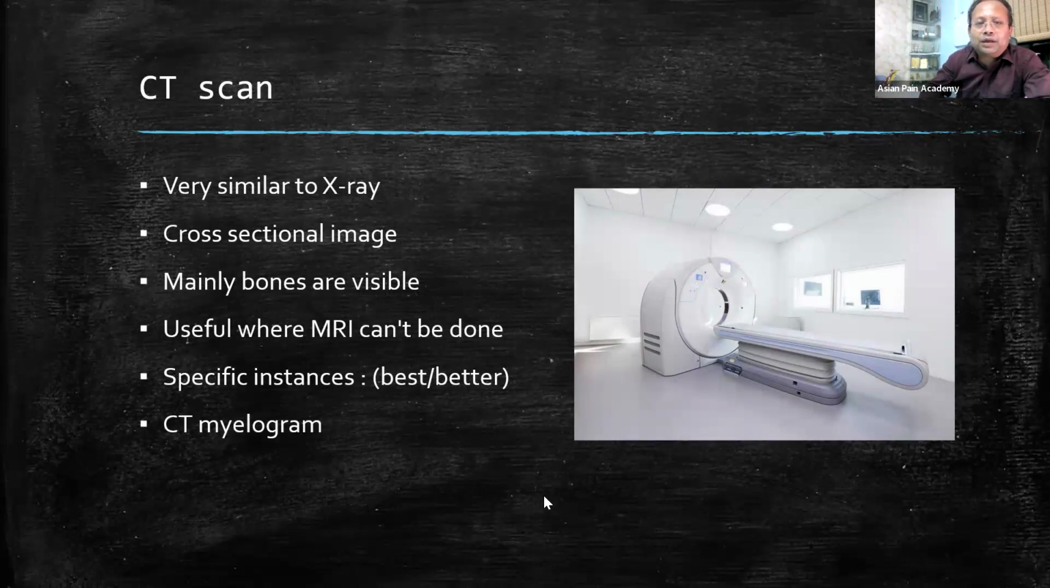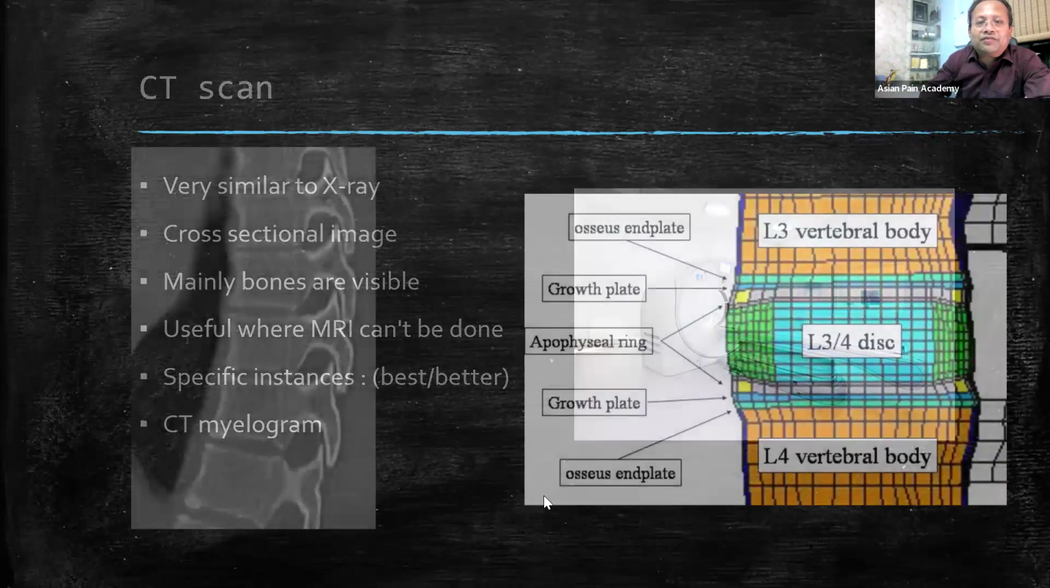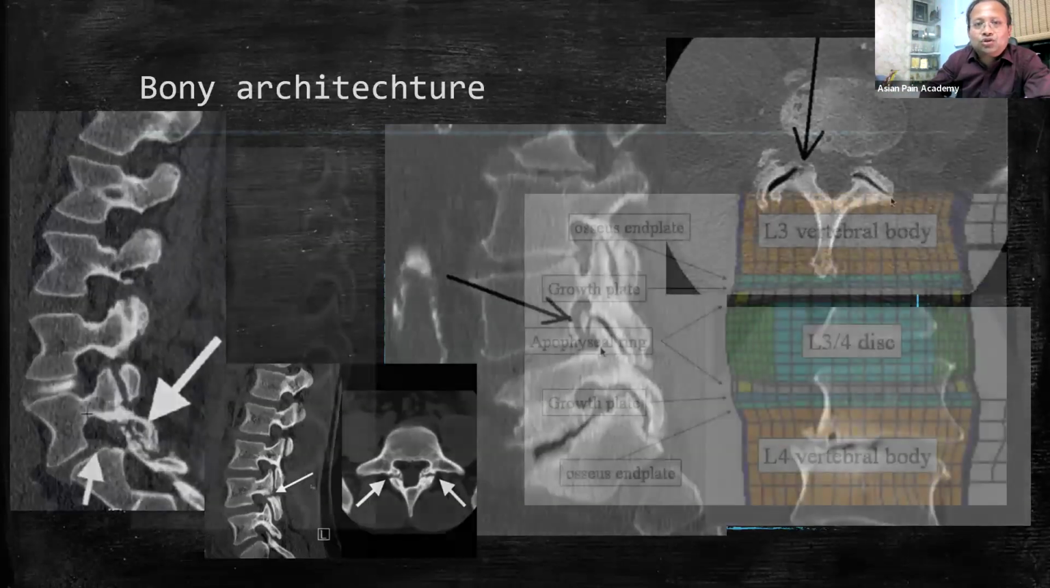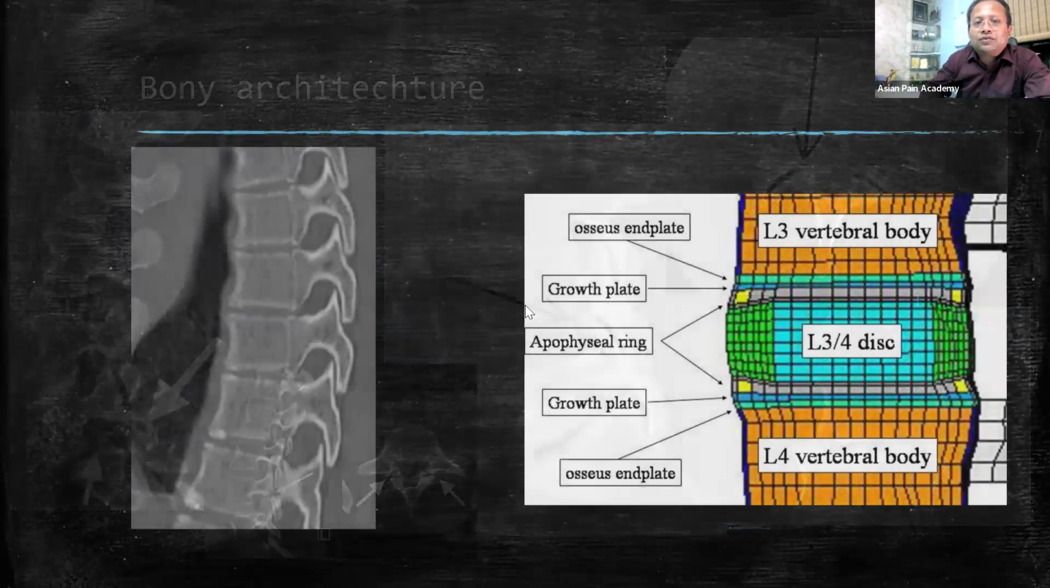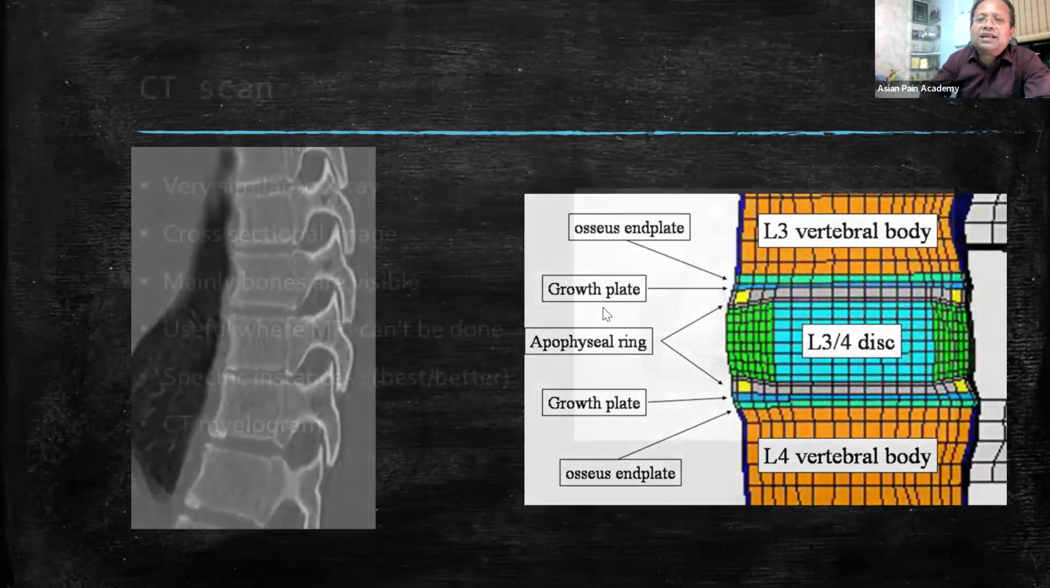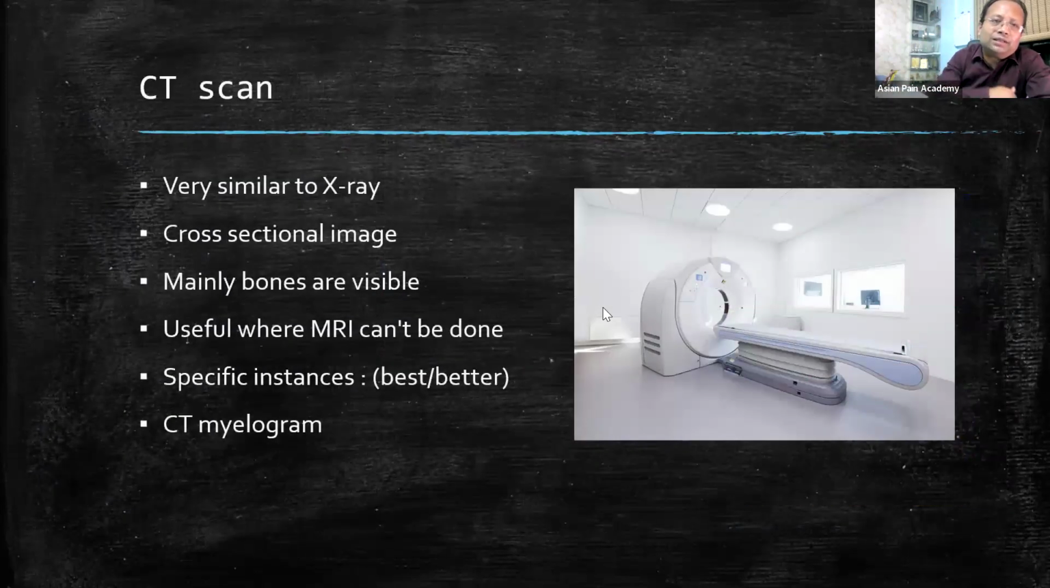And for soft tissue, as I told you, the edge of soft tissue is more important if it is an injury. Otherwise, we do not need it.